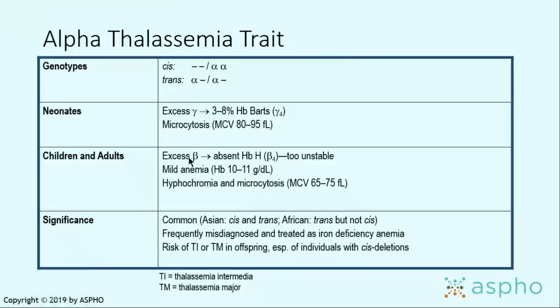Now, we talk about the hemoglobin Barts, and then we say, but wait a minute, as they get older, they don't make gamma globin, they're making beta globin. So what happens to the beta globin? There is some excess beta globin floating around, and it forms a tetramer of hemoglobin H. But it's a very unstable hemoglobin, and so usually we can't detect it because it's in such a small volume in the alpha thalassemia trait population, because they still have 2 functioning alpha globin genes. So sometimes this is misdiagnosed and treated as iron deficiency anemia.